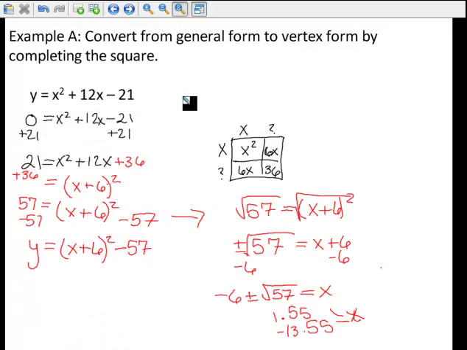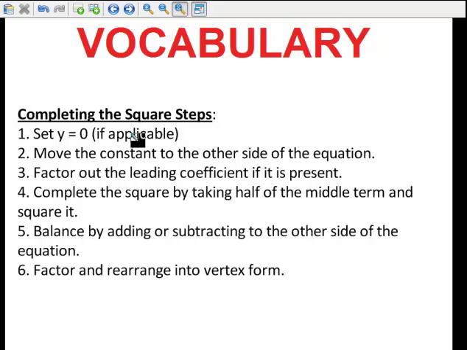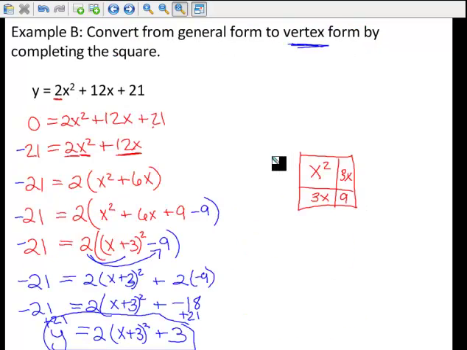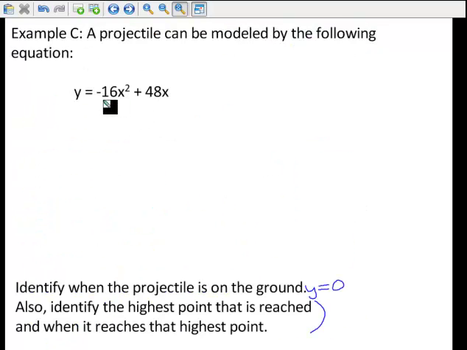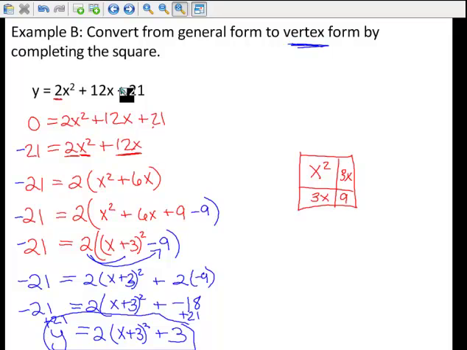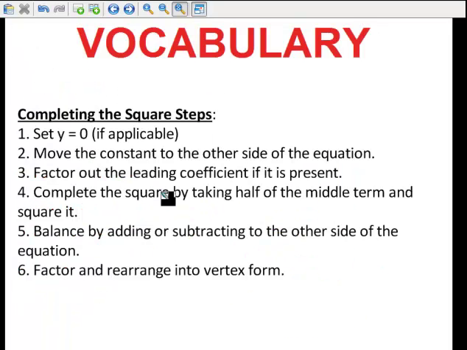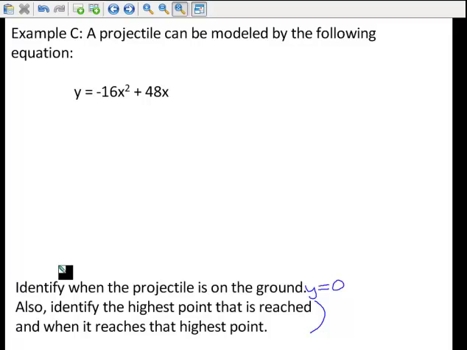So remember these steps. Set y to 0, move your constant. Here you don't have a constant, so you're just going to leave it at 0. Factor out your leading coefficient. So your leading coefficient is going to be negative 16 if you can factor that out. And then complete the square. Remember to balance, and then you can factor to find those zeros. So try that one for class. We'll definitely go over it in class.